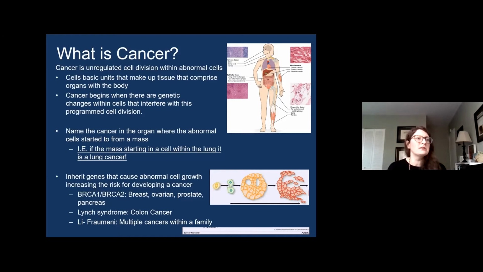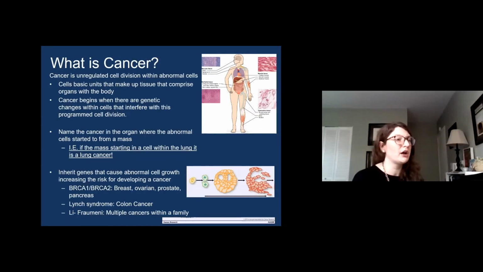A lot of these mutations can occur and accumulate over your lifetime, but there are a number of cancers where you can inherit certain mutations that put you at a higher risk for cancer. I've listed a few here. One of them is the BRCA mutations. You've probably heard about this related to breast cancer.